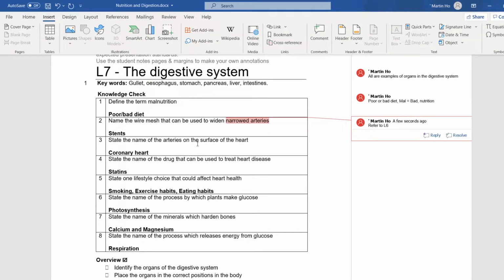3. State the name of the arteries on the surface of the heart. They are called coronary arteries.